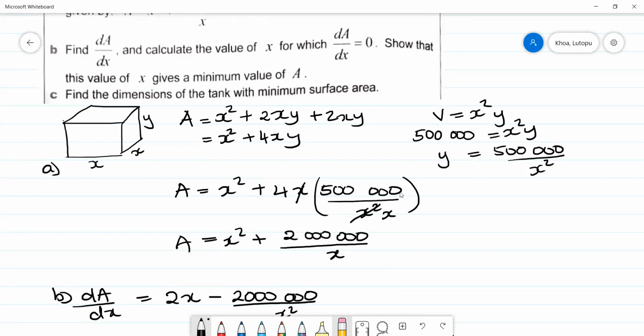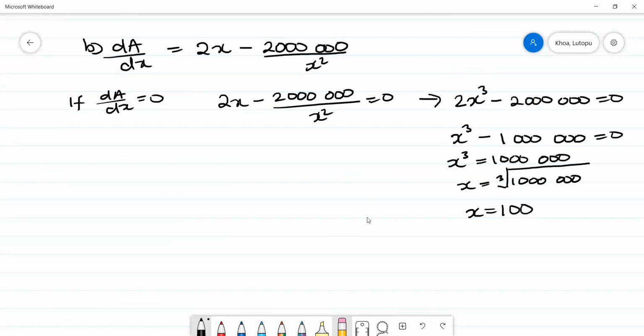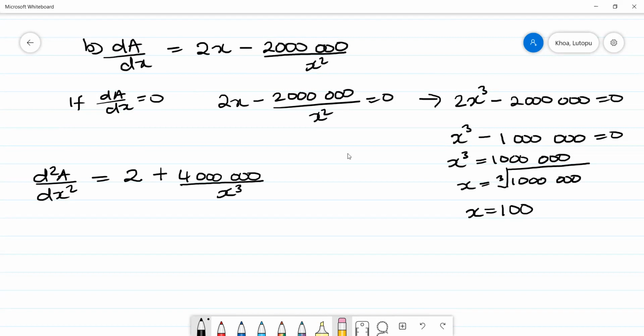Show that this value of x gives a minimum value of A. So for a minimum value of A, we have to use the second derivative. So keep that in mind. Whenever you're finding minimum or maximum, it's tested using the second derivative. So we find d2A/dx2. So we differentiate this, we have 2, and then this is to the power of -2. So the -2 will come down, here you'll get a positive. So you have 2 million times 2. This gives 4 million over x to the power of 3.